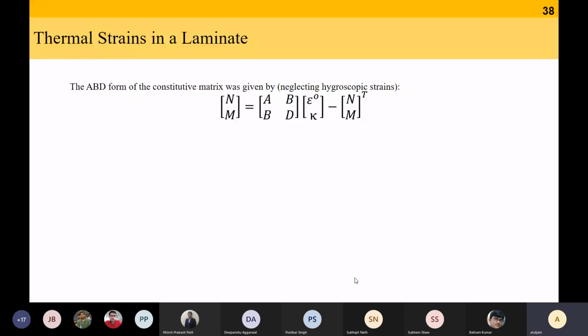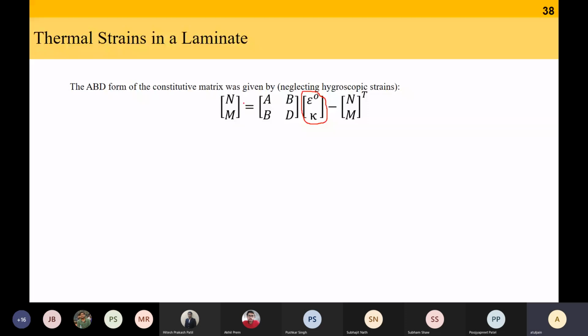So if we neglect the hygroscopic strains, the ABD form of the constitutive matrix can be written like this: N M is equal to ABD times normal strain and curvature, minus N M T. Basically, I am saying ABD into this strain is equal to all the different loads that there might be: N M plus N M T plus N M H, and so on. So we can write it like this.